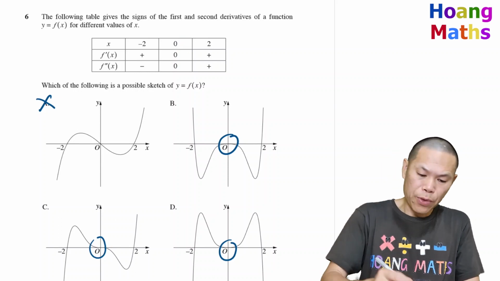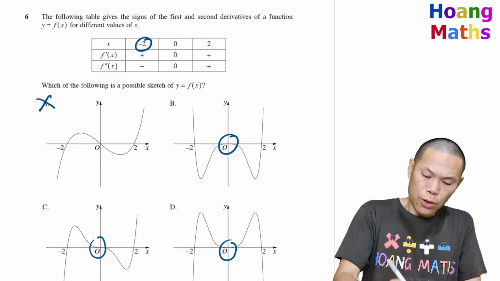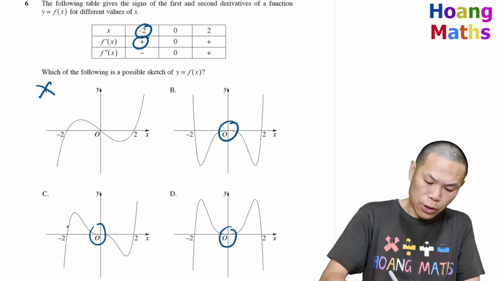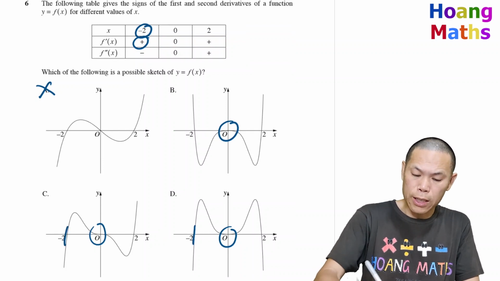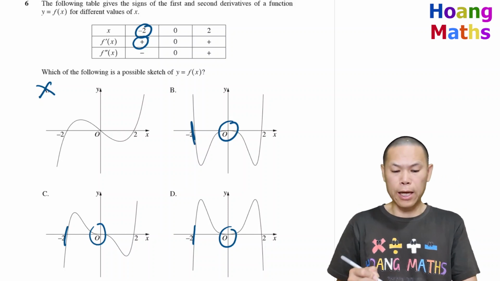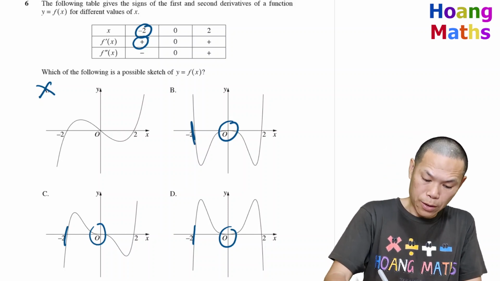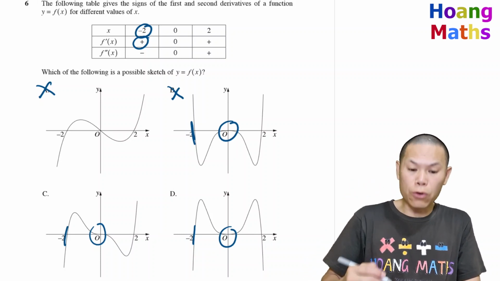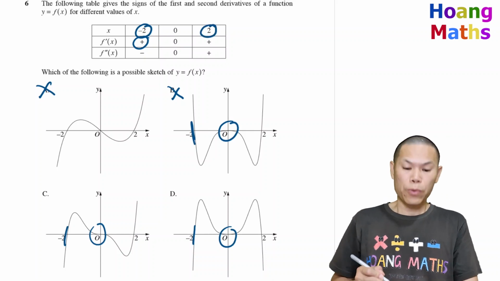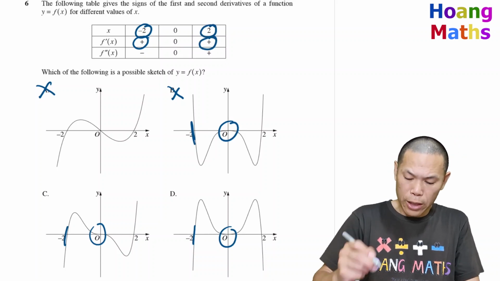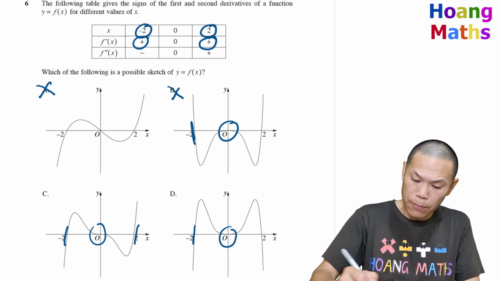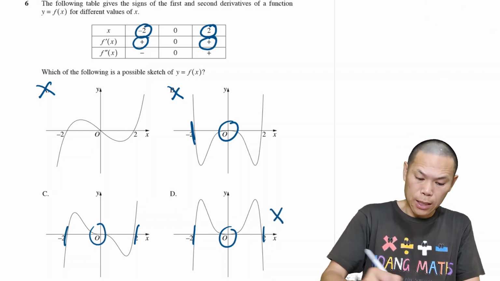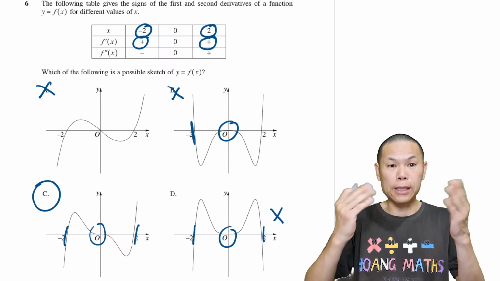And we look a bit further. When x is negative 2, the gradient is positive. So therefore, positive gradient at negative 2. So this is positive gradient, this is positive gradient, and this is negative gradient. Okay, keep that in mind. So you cannot have B. So therefore, we have either C or D. But then if you look on the right-hand side, when x is 2, we have positive gradient. So at 2 is positive gradient. So this is positive gradient, and this is negative gradient. So therefore, it cannot be D. So the answer should be C. So there you go.